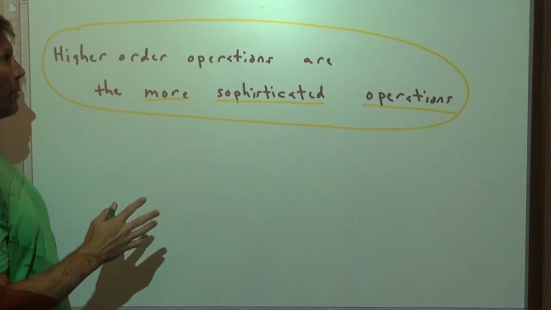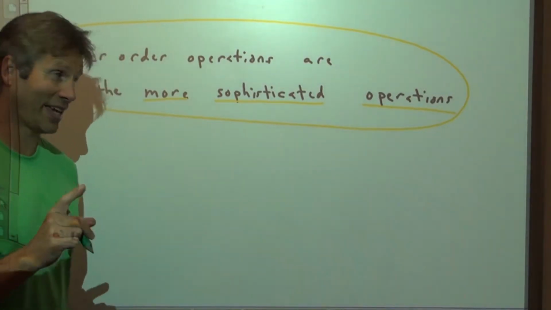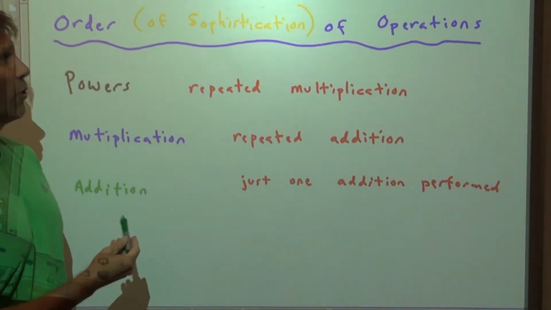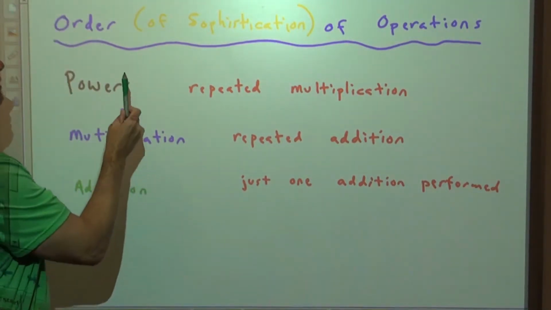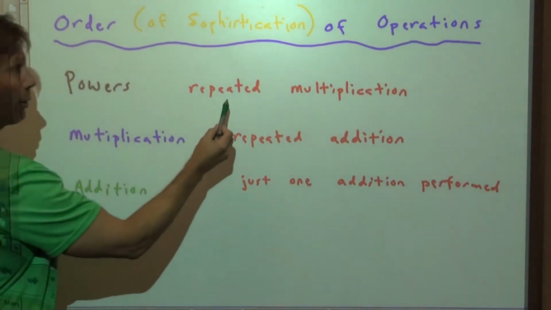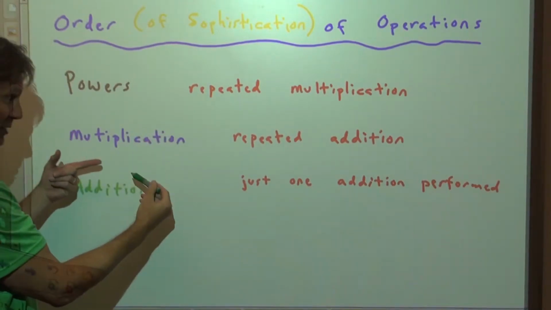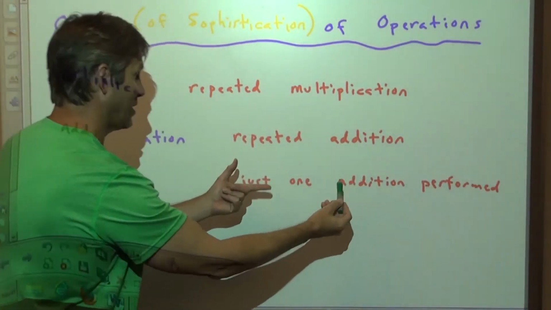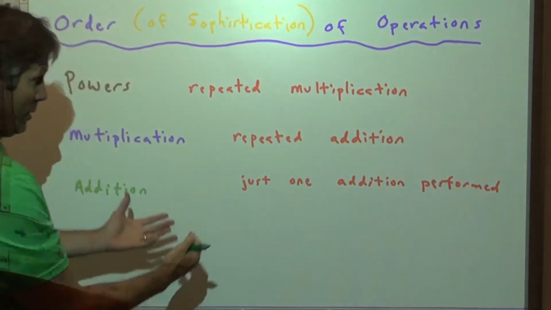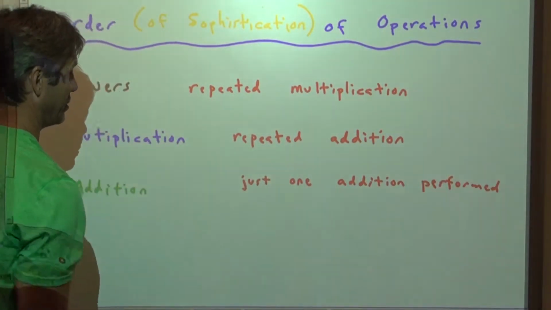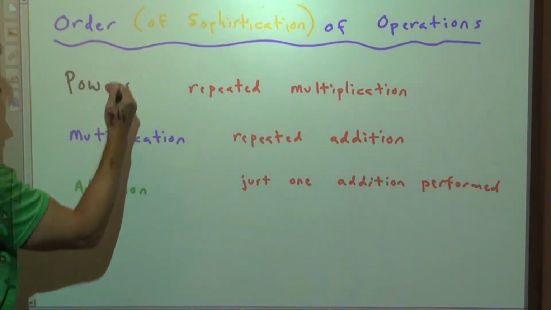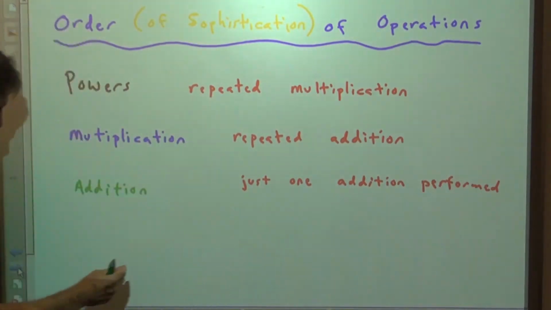The higher order operations are the more sophisticated operations. So keep that in mind. I would argue that instead of calling it the order of operations, we should call it the order of sophistication of the operations, because powers are repeated multiplication. Multiplication's a step below. Hey, it's repeated addition, and at the lowest level is addition. That's all we got, addition. We don't have multiplication, which is repeated addition, or powers, which are repeated multiplication. So more sophistication as you go to the higher order of operations.